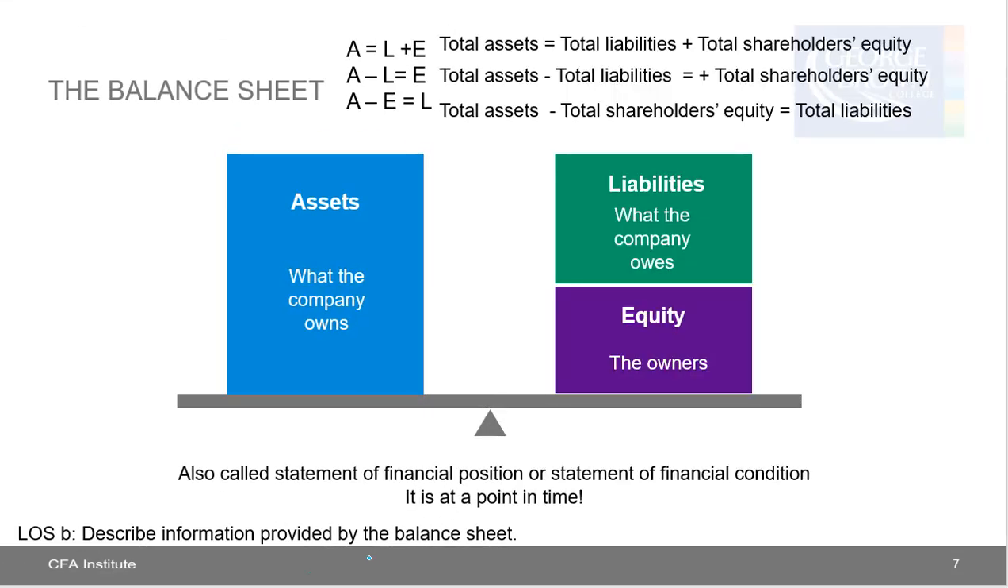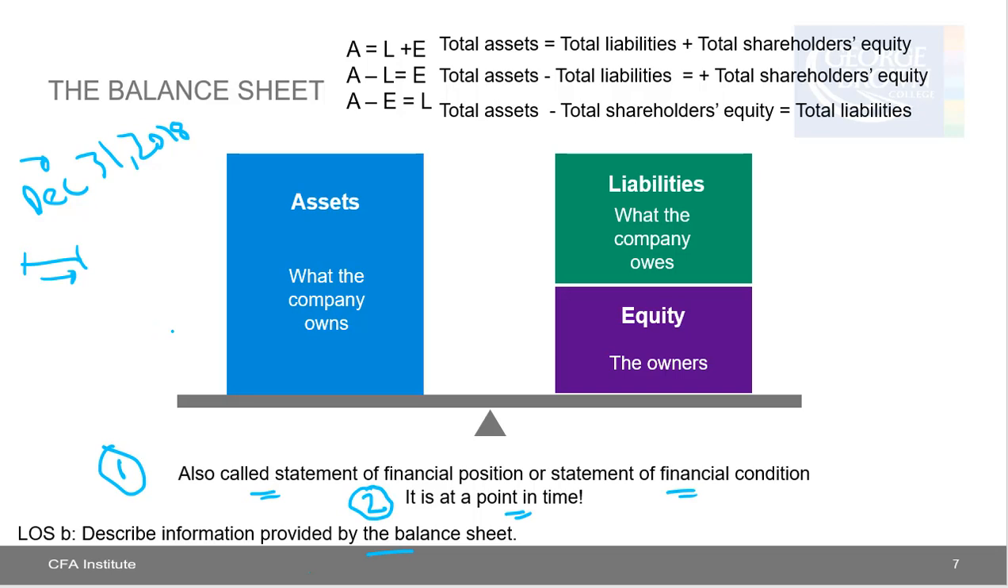So now we're going to look at a little bit more detail about information provided by the balance sheet. So a couple of important points that we need to pick up on. Number one, the balance sheet is also called the statement of financial position or statement of financial condition. The second thing to note is that the balance sheet is at a specific point in time. So, for example, as at December 31st, 2018. When we look later on at the income statement, it covers a period of time. But for a balance sheet, it's as at that date. And that may be the end of the fiscal year, the end of the quarter.